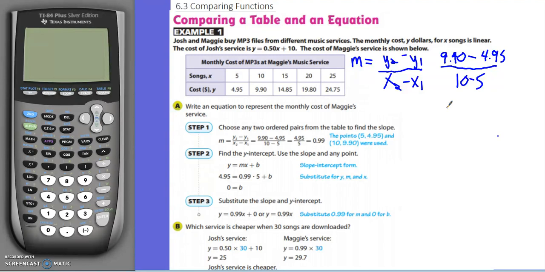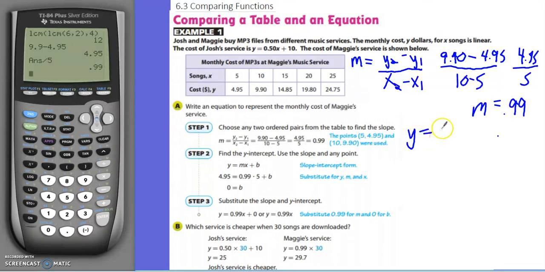Okay, so if we plug this in real quick, we have 990 minus 495. We get 495. And 10 minus 5 is 5. So 495 divided by 5 is 99. The slope is 99. And so we have the format y equals mx plus b.